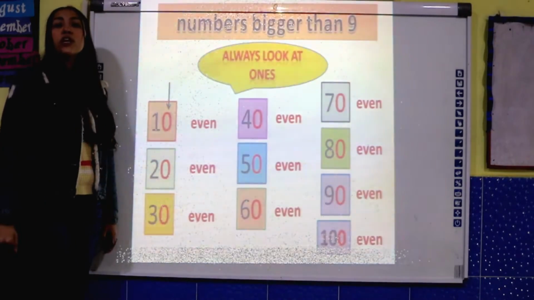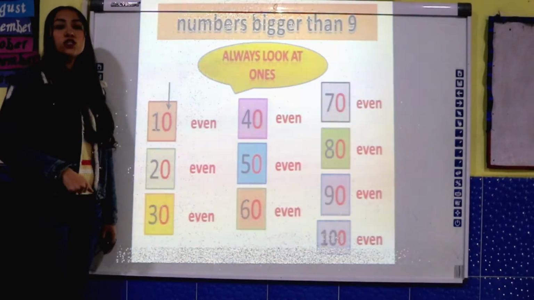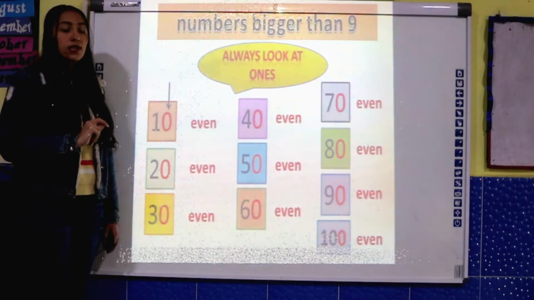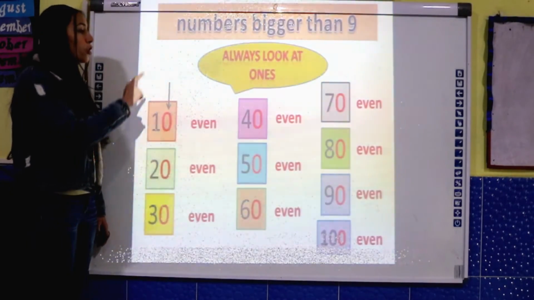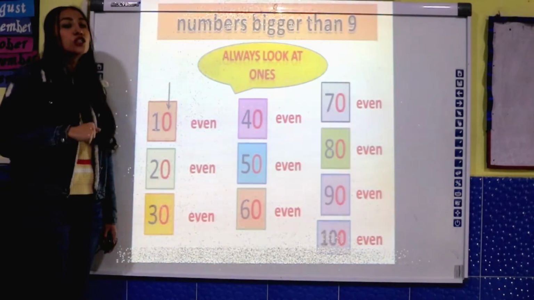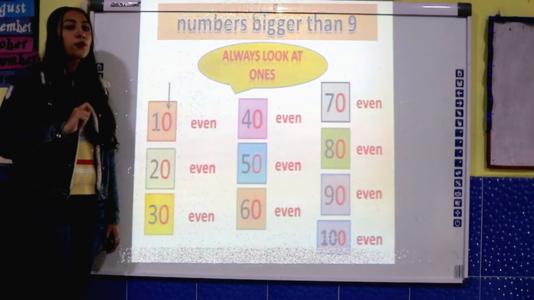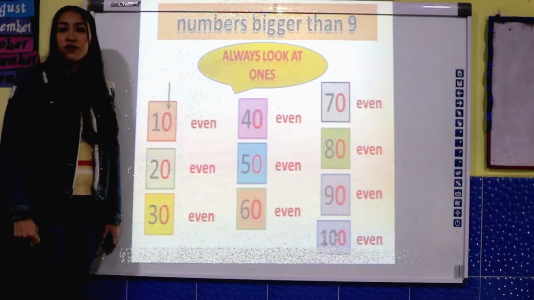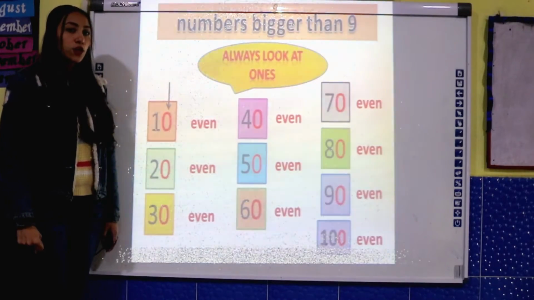All these numbers are more than 9, and they consist of two-digit numbers or more, so look at ones. The number in ones in all these numbers is 0, and 0 is an even number. So when you find that the number in ones is even, you would say all the number is an even number. Is that clear for you?